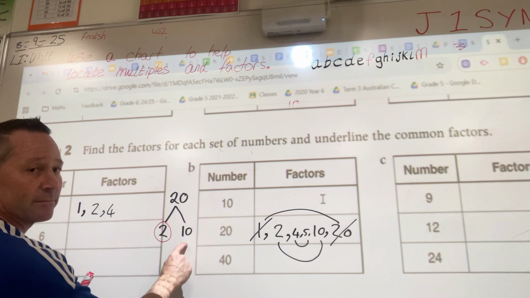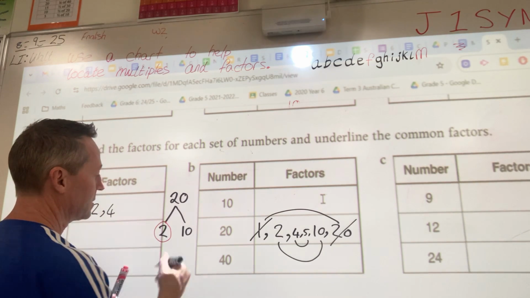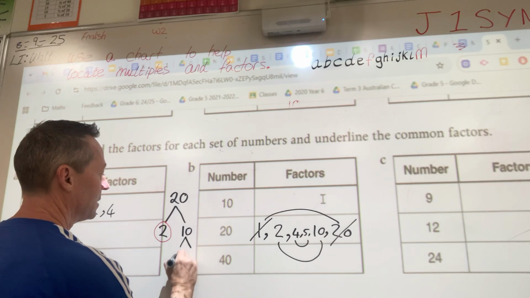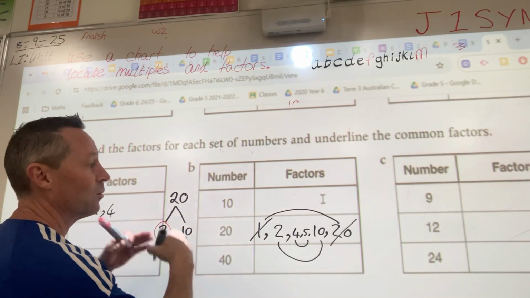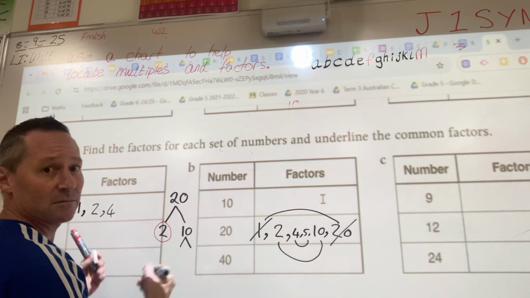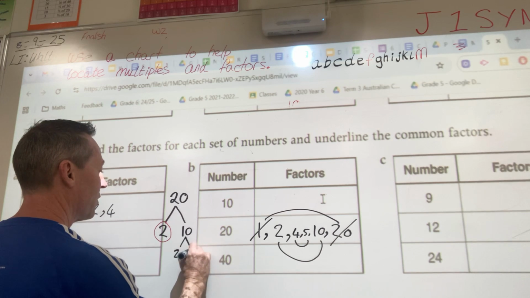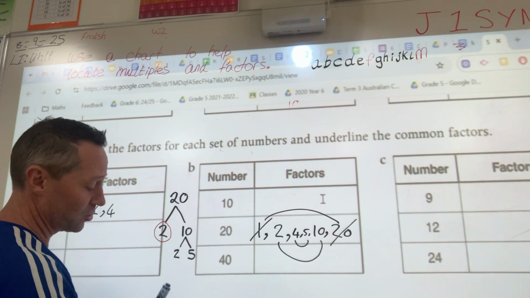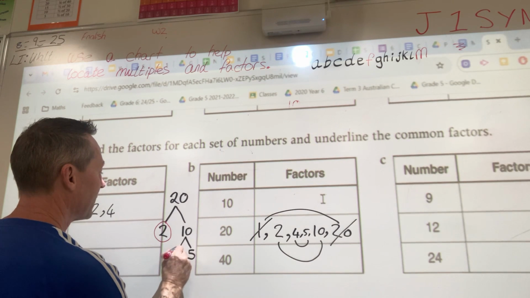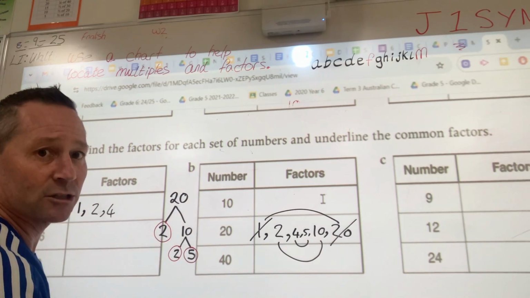This one, 10. Are there any factors that fit into 10? Yes. That would be, and again, yes, 1 times 10, but we don't want any 1s in this tree diagram. So I put 2 and 5. I try and break this down as far as I possibly can into its lowest prime numbers. 2 is a prime number, and 5 is a prime number. And that's my tree diagram.